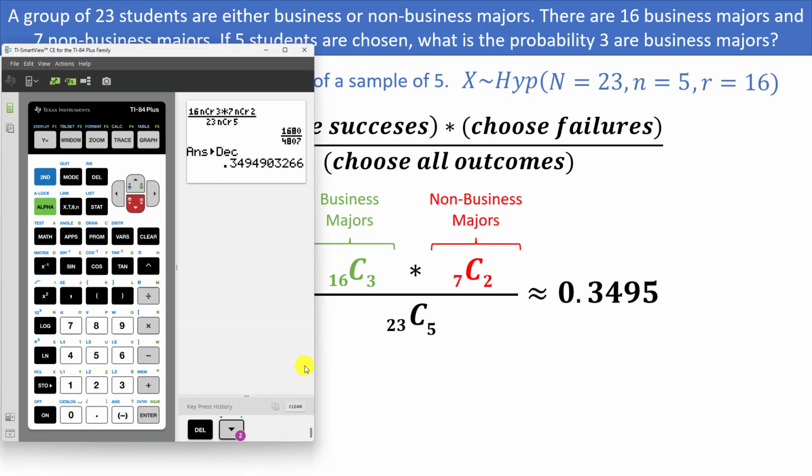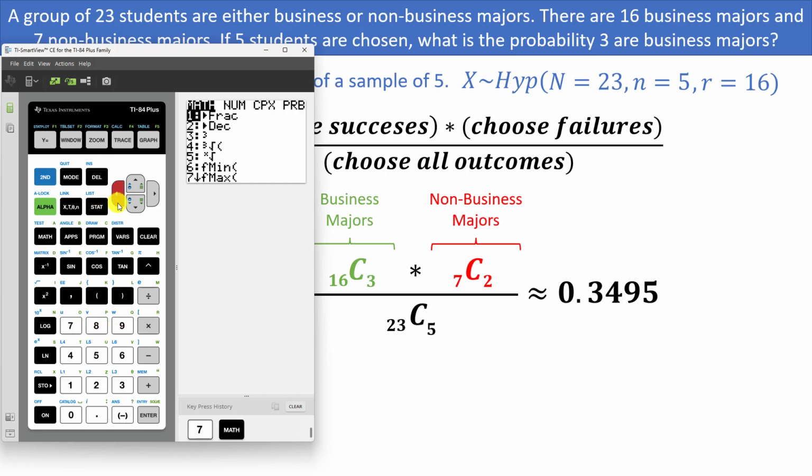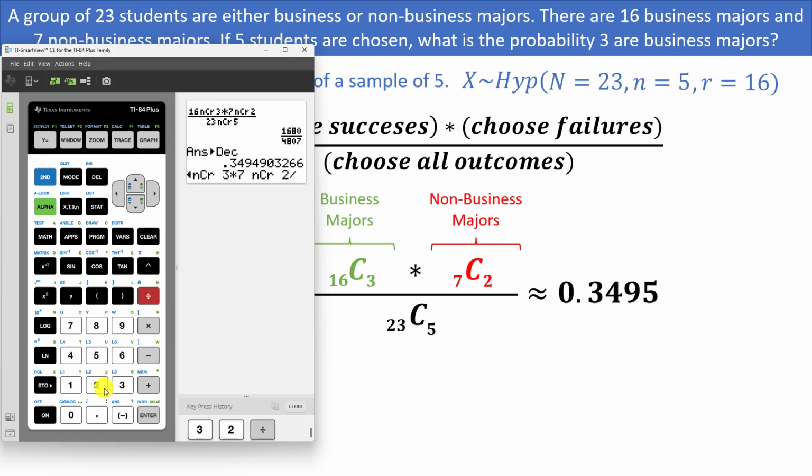Now I also want to show you how to do this if we did not use the fraction option here. So then we could just do 16 combination 3 times 7 combination 2 divided by 23 combination 5 (math, left arrow, option 3, 5). And that should give us the same answer, and indeed it does.